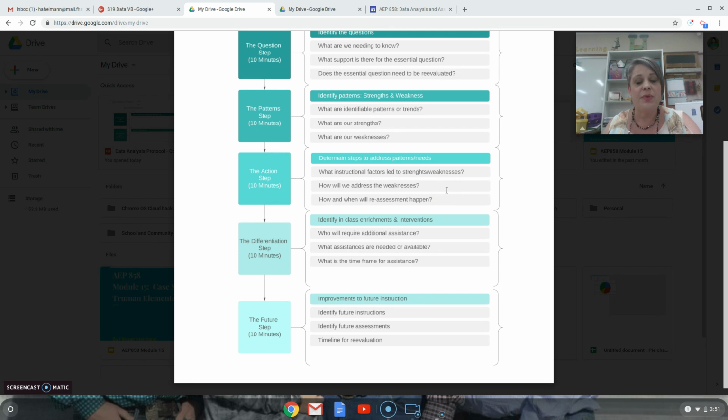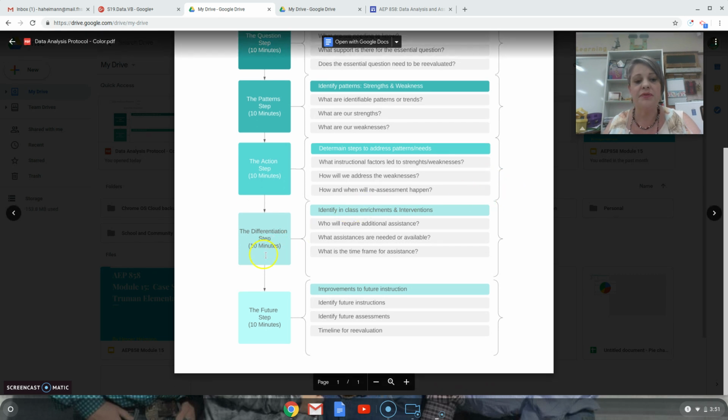How will we address the weaknesses? Okay, this is going to be a lot of brainstorming on this part. So what are we going to be looking at to be able to address those weaknesses? How and when will reassessment happen? We have to make sure that once we are addressing the weaknesses, are we looking at just a simple reteach in one day? Are we looking at a module review that could take up to a week? Or are we looking at this being a semester goal?